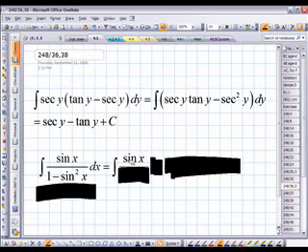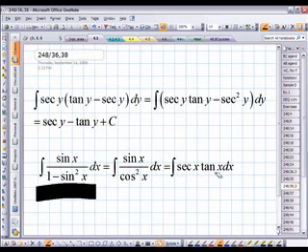For this one here, Pythagorean identity, 1 minus sine squared is equal to cosine squared. So we can rewrite that as secant tangent, because sine over cosine is tangent. You've got 1 over cosine left over, which is secant. And again, the integral of that is secant x plus c.